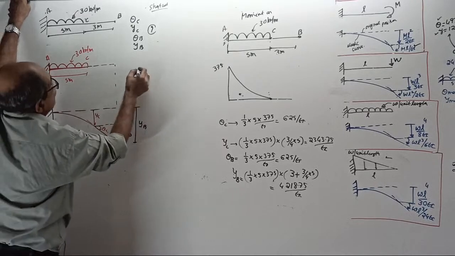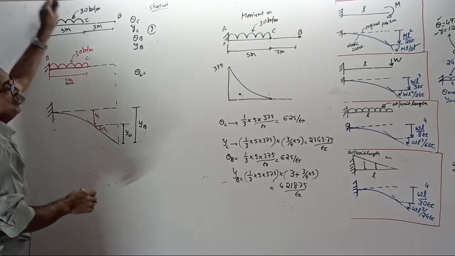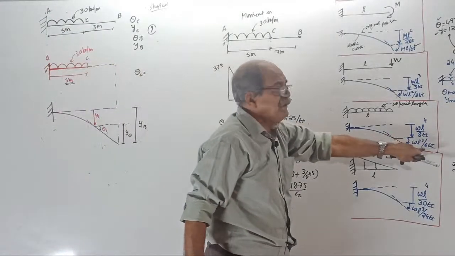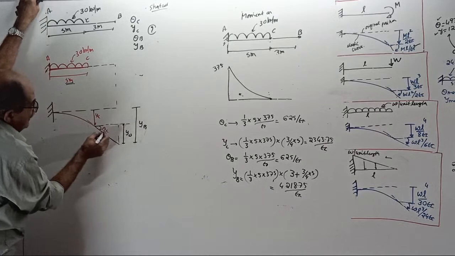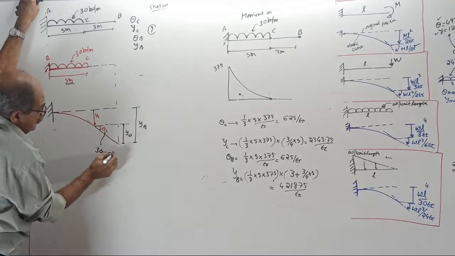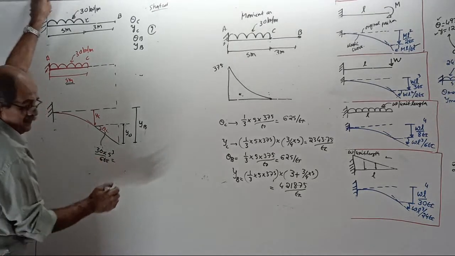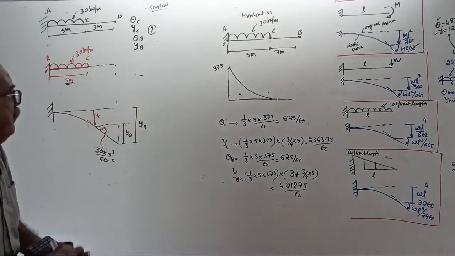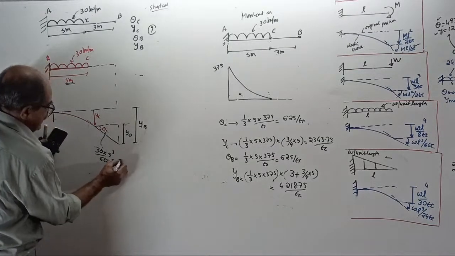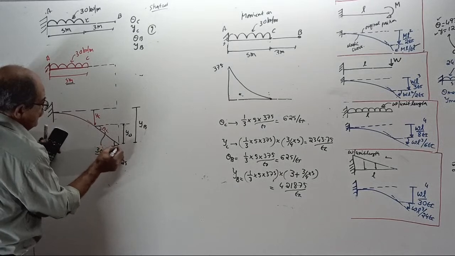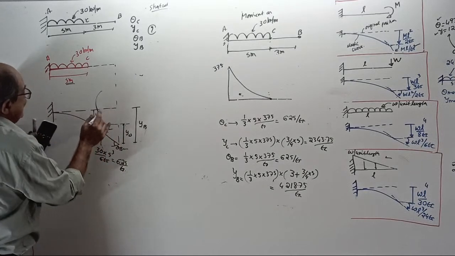First, theta C. Slope for a cantilever of span 5 meter with UDL. Formula: WL cube by 6EI. W is 30, so 30 into 5 cube by 6EI. That gives 625 by EI. And remember, this is your theta B, same as theta C. Okay, 625 by EI.